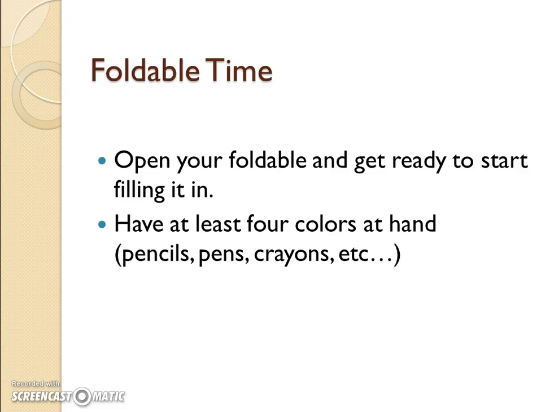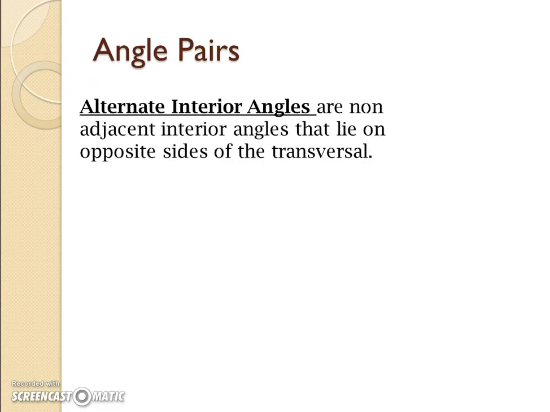To help you remember these, we're going to create a foldable. We do have a guided note prepared, but if not, you can make this in a notebook or on a piece of paper. So our angle pairs, the first one is an alternate interior angle.